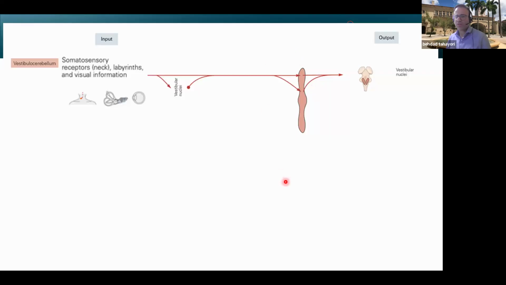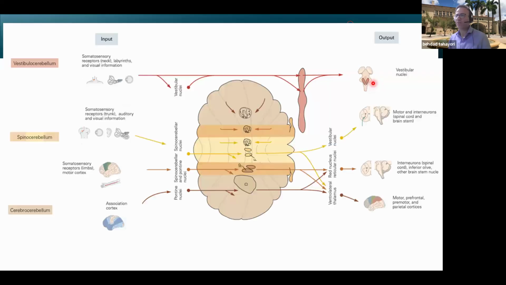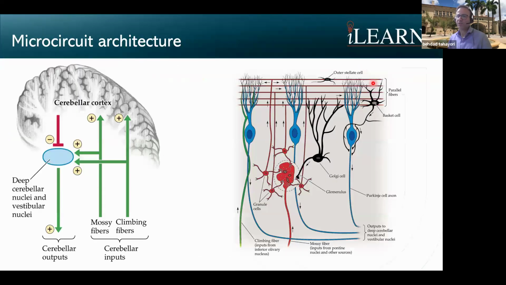It sends the information to the vestibular nuclei in our pons. And some neuroanatomists consider these vestibular nuclei as a part of the deep nuclei of the cerebellum. If you look at it from this perspective, again, it's not an exception. It sends the information to the output nuclei of the cerebellum. And let's get back to one of our previous slides, and you would see that this is Bloomfield, and Bloomfield actually regards vestibular nuclei as a part of the deep cerebellar nuclei.